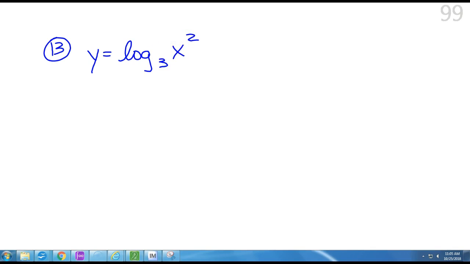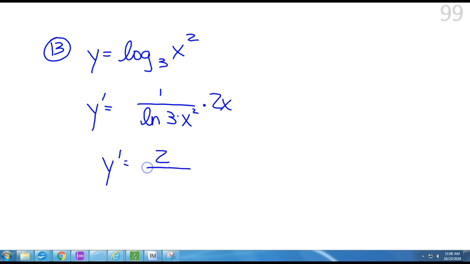So let's say y equals log base 3 of x squared. So what's b? The 3, right? So the derivative is 1 over the natural log of 3 times the thing that you're logging. And then what do you have to do at the end? The chain rule part, right? So this would be 1 over natural log of 3 times x squared. That's the derivative of the log base 3 part right there. Then you multiply by what? 2x. And so if you simplify that, you'd have 2 over ln of 3 times x.